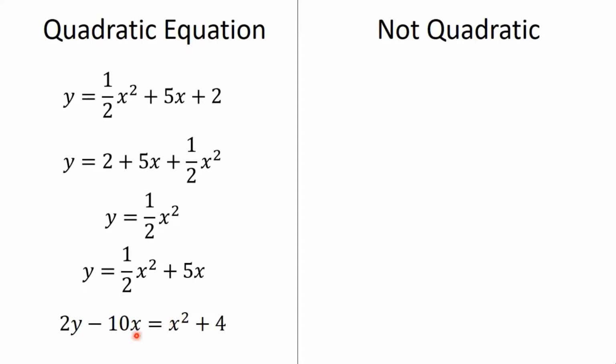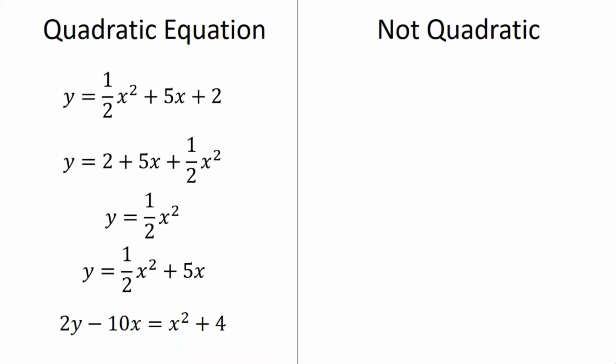And in this last one, I've just timesed everything by 2 and moved the order around. So this is still a quadratic equation. This is absolutely fine. So even though it doesn't look the same, it doesn't look like y equals, it's still an equation. Just like with straight line graphs, with linear graphs, we were normally after y equals mx plus c, but we didn't really care if it wasn't. We can still work with it.